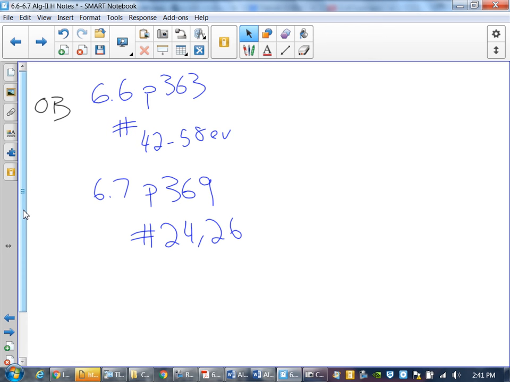Remember, use an eraser when you're synthetically dividing.